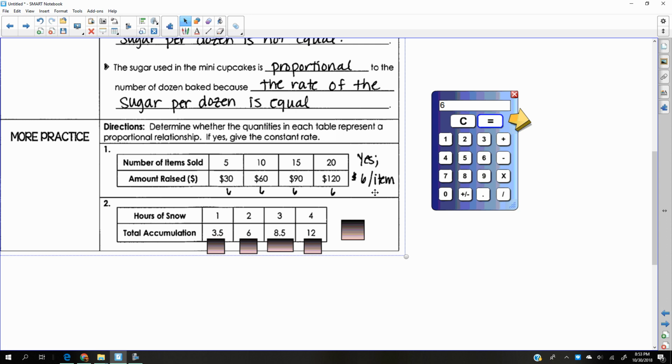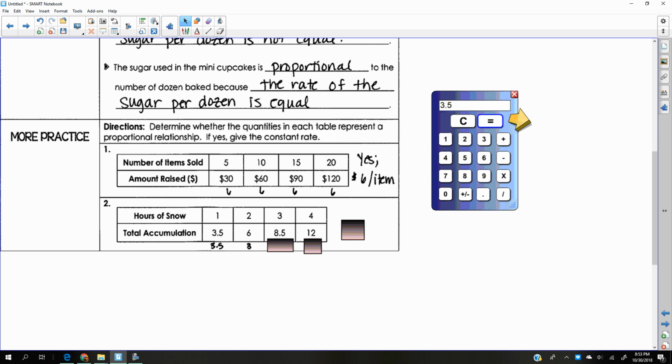So let's look at hours of snow and total accumulation of snow. That's how much is piled up. All right, so we got 3.5 inches of snow in 1 hour. So what is the rate? So 3.5 divided by 1, of course, is 3.5. So an hour of snow got 3.5. 2 hours of snow got 6. 6 divided by 2, or 2 times what is 6, is 3.